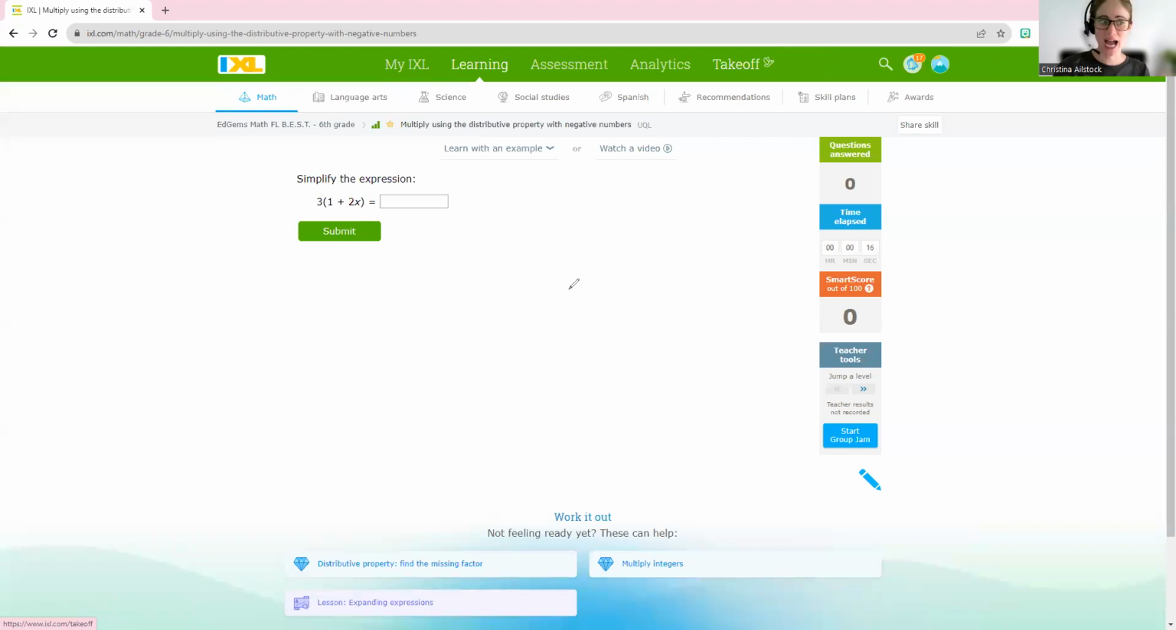All right, we've switched on over to IXL now. Notice that it's assignment UQL, multiply using the distributive property with negative numbers.